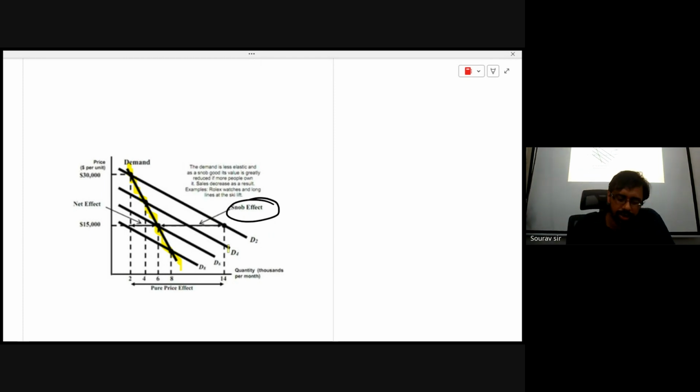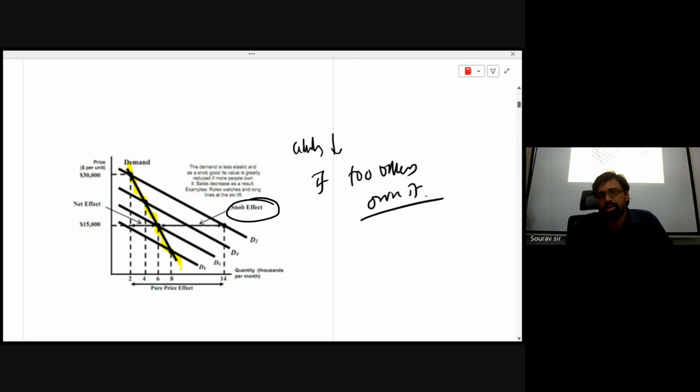Unlike positive externality where others' consumption increases individual utility, यहाँ पर क्या होगा? Snob effect diminishes utility where too many others own it. Utility falls if too many others own it. समझ में आया कि नहीं? सब लोगों के पास जो प्रोडक्ट है, हाँ वो कौन लेगा?